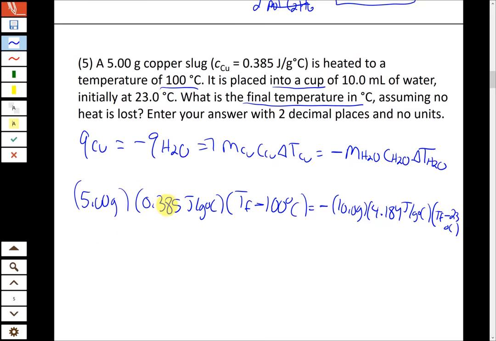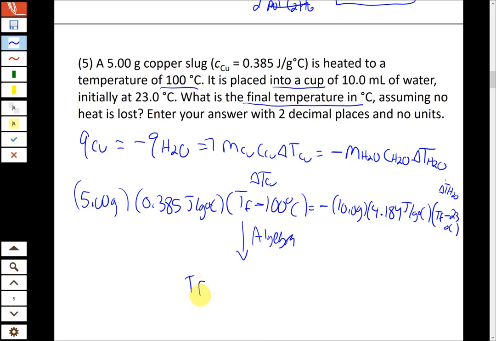5 grams times the heat capacity, 0.385. Delta T for copper is final temperature minus 100. Then mass of water, heat capacity of water, and delta T for water, written here as final minus initial again. In the interest of time, I won't do all the algebra, but you just have to distribute the terms on the whole left side of the equation. So multiply these two together and then distribute. Same on the other side, and then combine all the like terms to solve for your unknown.